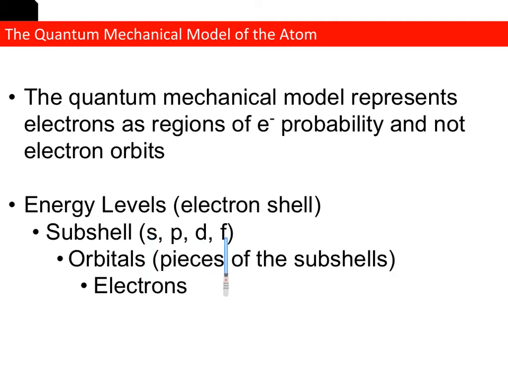You don't have an F orbital up tight close to the nucleus. It's not till you get a little bit further out from the nucleus where you start to see the F orbitals show up. So not all energy levels contain all these orbitals. Finally, the electrons fit into the orbitals, which make up the subshells, which are pieces of the energy level. So as you see, we're getting more specific going down.